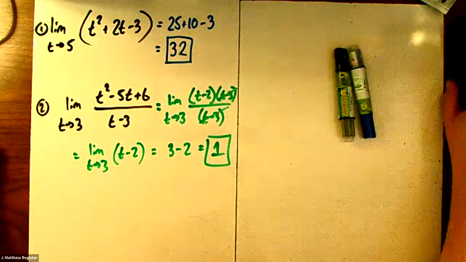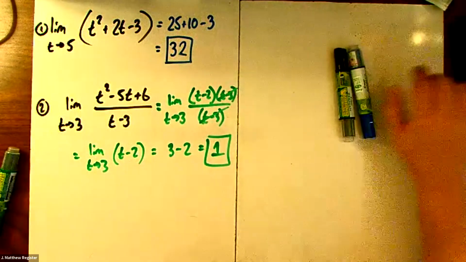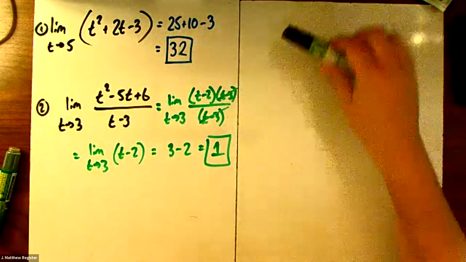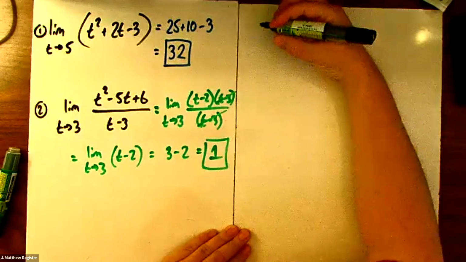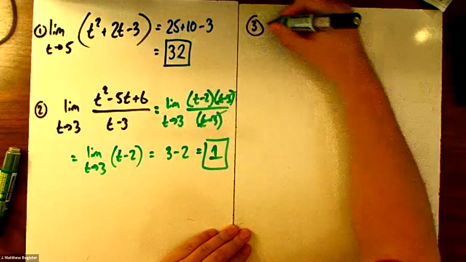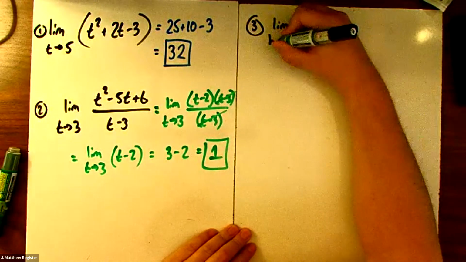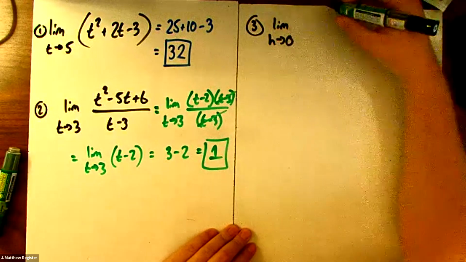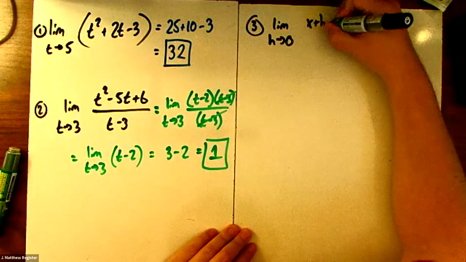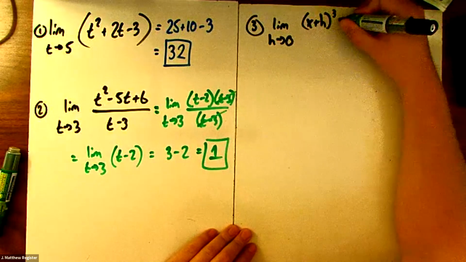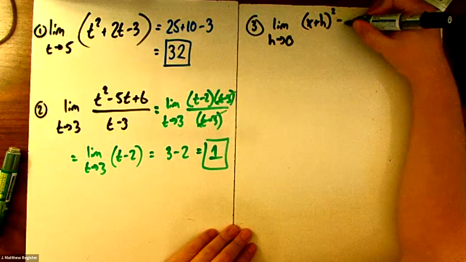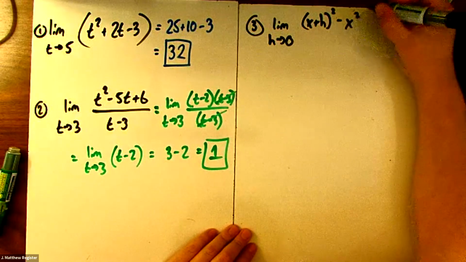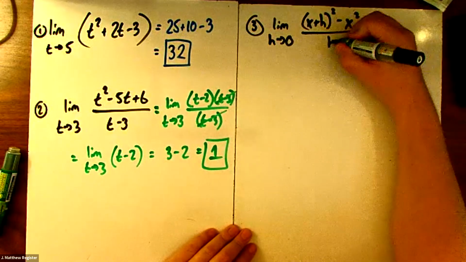The next one is a little bit more complicated, but it's fairly similar. The next one is actually a difference quotient. And so it is, number 3, the limit as h goes to 0 of (x plus h) squared, I said cubed, sorry, x plus h squared, making it harder for myself, minus x squared over h.